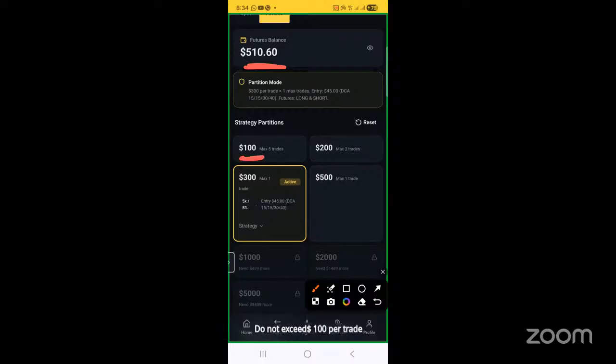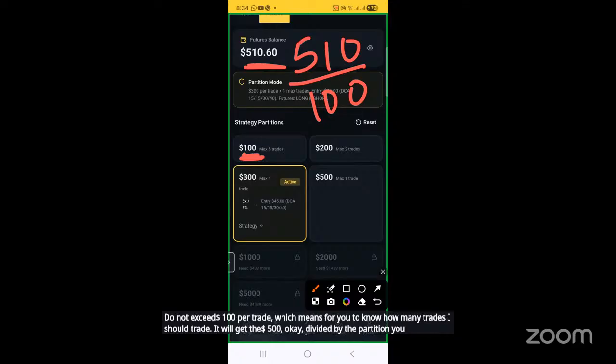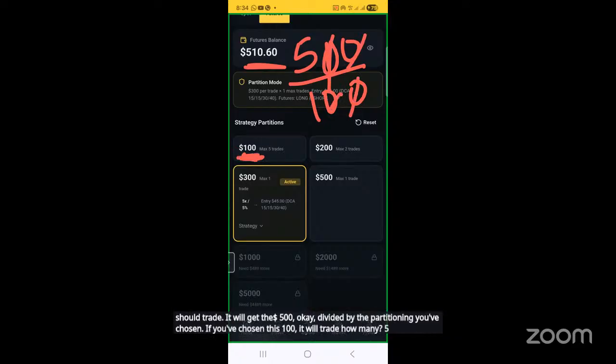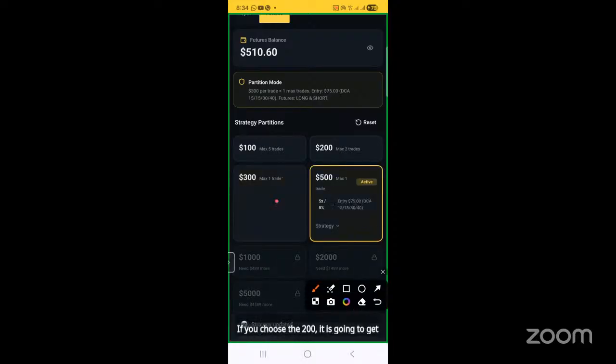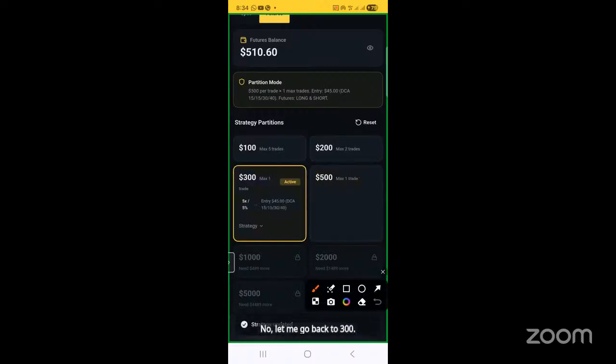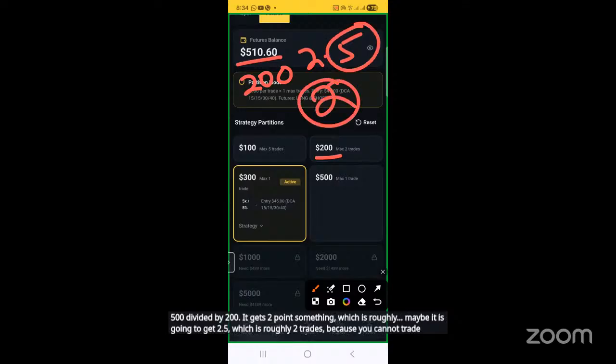Which means for it to know how many trades to trade, it will get the $500 divided by the partition you've chosen. If you've chosen this 100, it will trade how many? 5 trades. Yes, it will trade 5 trades. If you choose the 200 here, it is going to get 500 divided by 200. It gets 2 point something, maybe 2.5, which is roughly 2 trades, because you cannot trade half of a trade. It is going to trade 2 trades, and that's why it is showing maximum 2 trades.